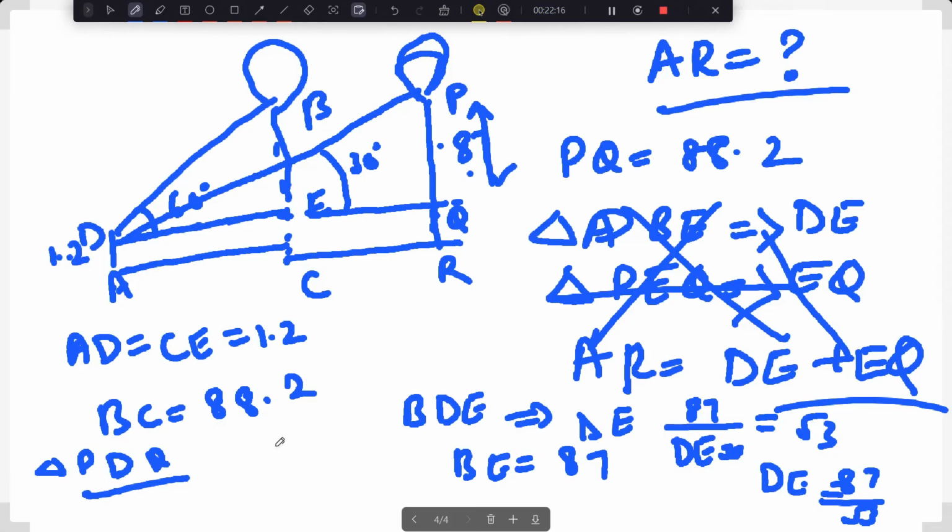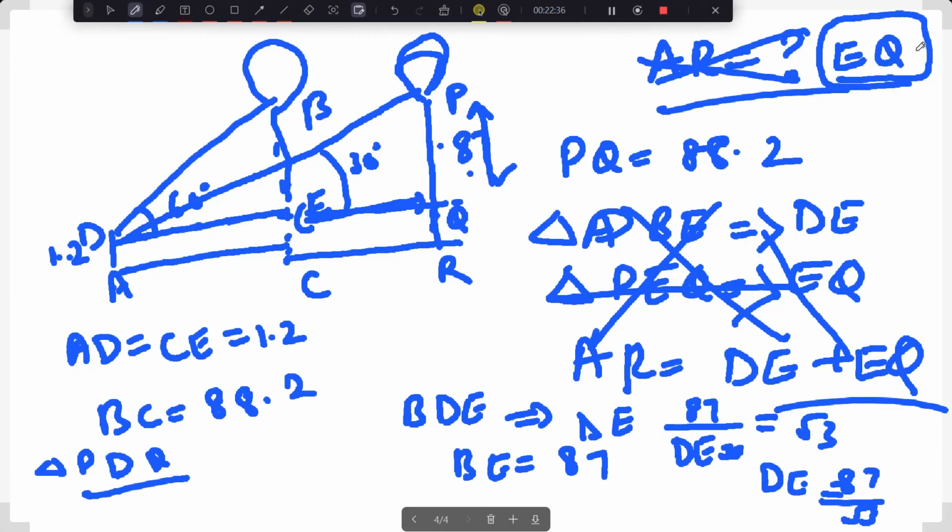I'm just thinking, why did I need to find out DE at all? The question was to find the distance traveled by the balloon during the interval. Oh, okay, so it means this distance. I had to find EQ. My original approach was wrong. This is what happens when I'm also going through the question along with you guys.